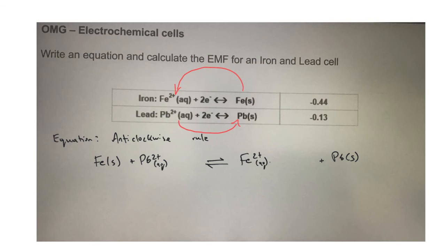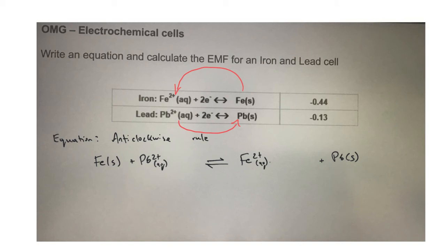Now, just to make this clear, iron is more negative. Iron has acted as a reducing agent. Lead is more positive or less negative, so it has acted as an oxidizing agent. It has become reduced in the process.